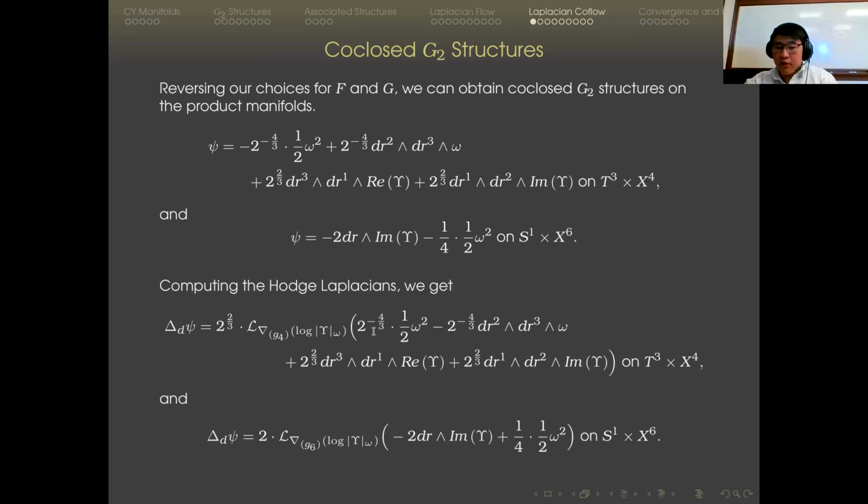The Hodge Laplacians are still Lie derivatives of terms that make up the 4-form in this case. The only difference is the vector field that we're taking the Lie derivative with respect to: instead of the norm of upsilon to the minus 2/3, we have the log of the norm of upsilon. In either case, it still depends on that norm term, right? So if this norm term vanishes, then this vector field will vanish in the same way.